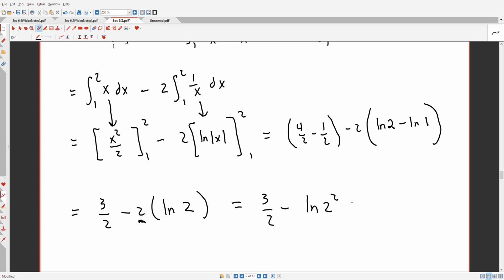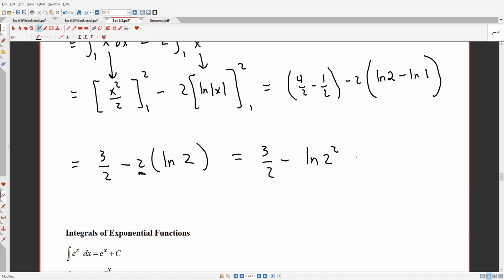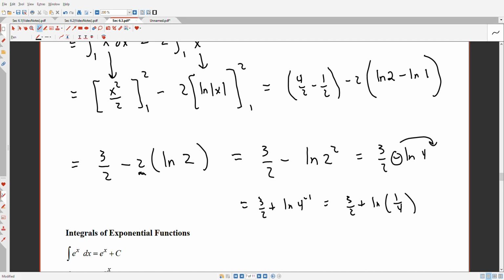So they could rewrite this as 3 halves minus natural log of 4. And if they also wanted, they could say, hey, there's a minus sign in front here. We could bring that in as a power. So this would be 3 halves plus the natural log of 4 to the negative 1, which maybe they could write as 3 halves plus the natural log of 1/4. None of these expressions are more correct than the others. I just want to remind you that there's multiple ways to write our answers.